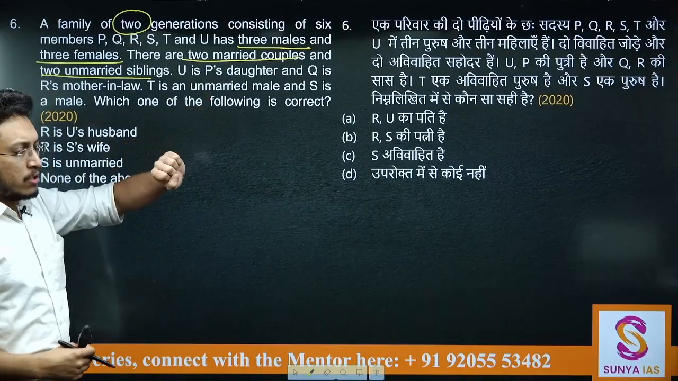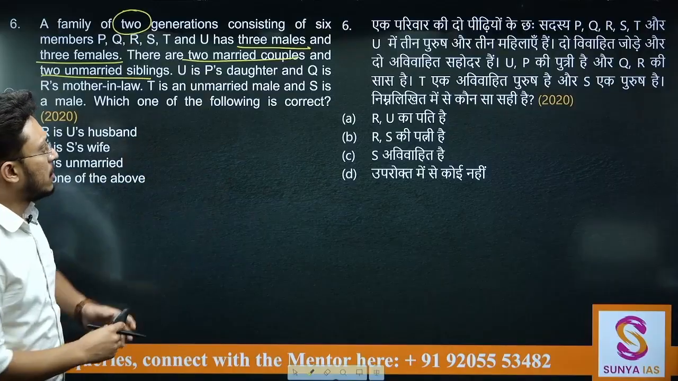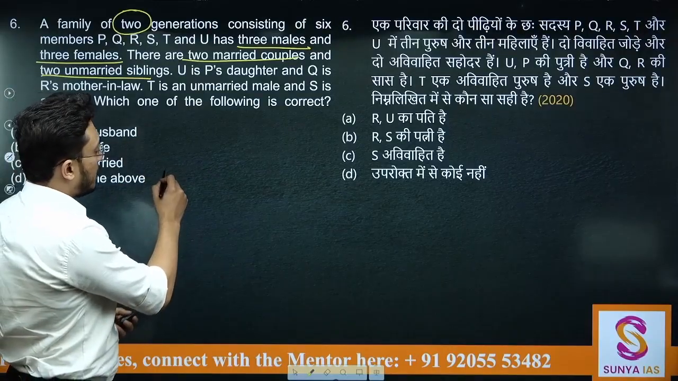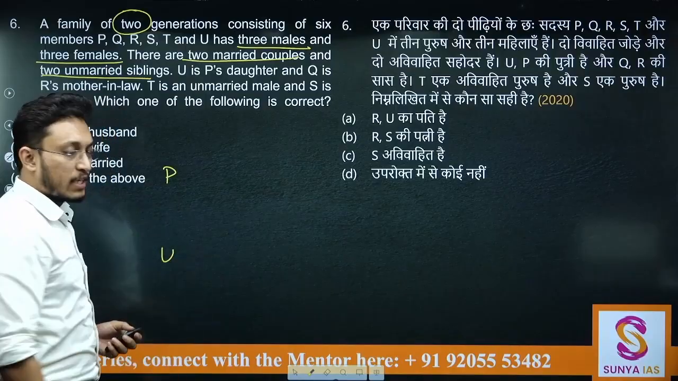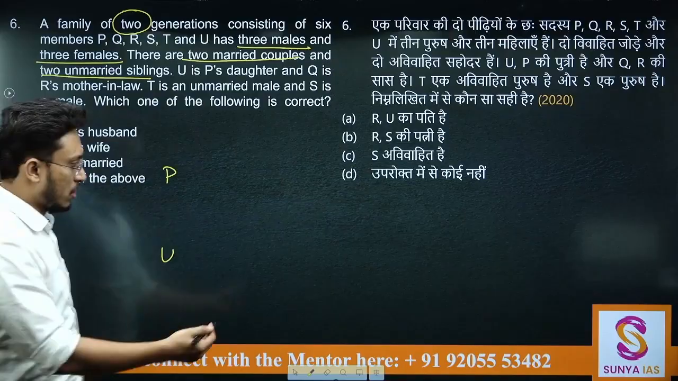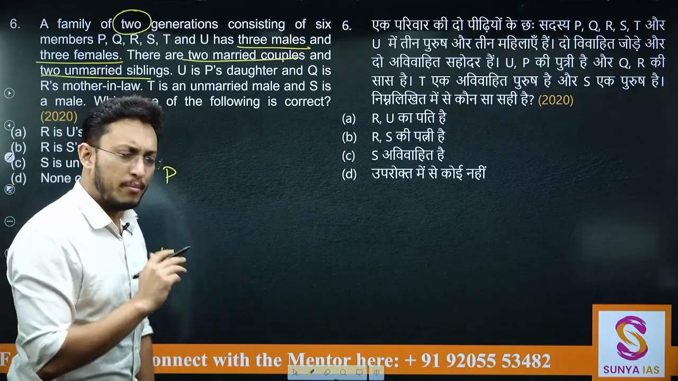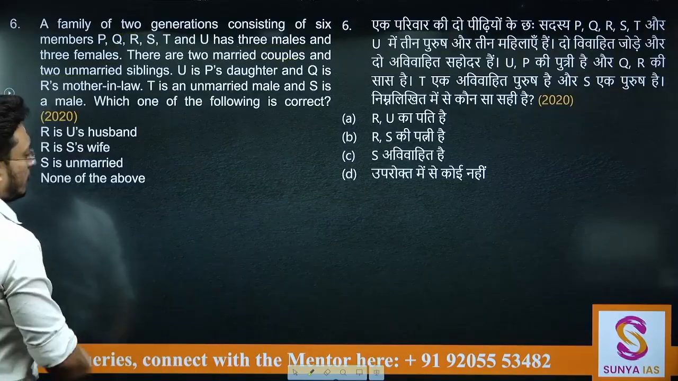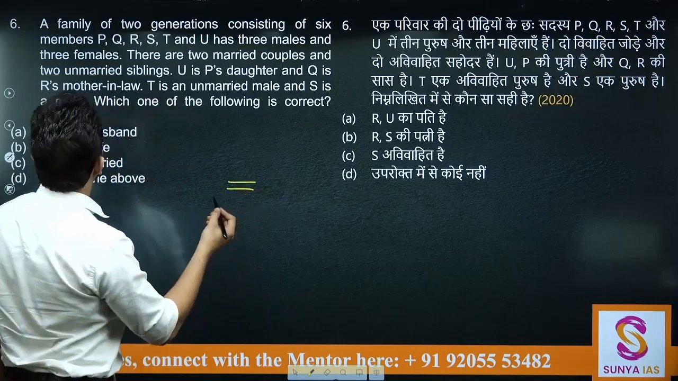U is P's daughter. That means I can say that P lies in the upper generation and U lies in the second generation here. This is what we can say. Q is R's mother-in-law. So how will you represent someone's mother-in-law here? So mother-in-law, let's say Q is R's mother-in-law.